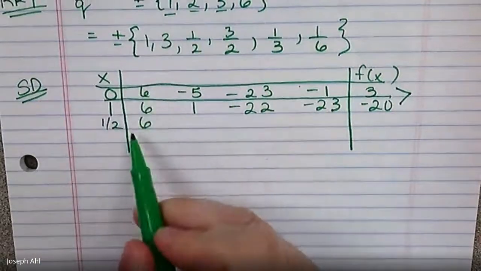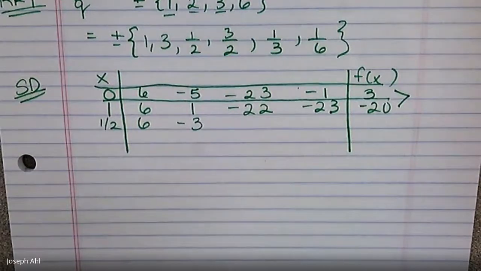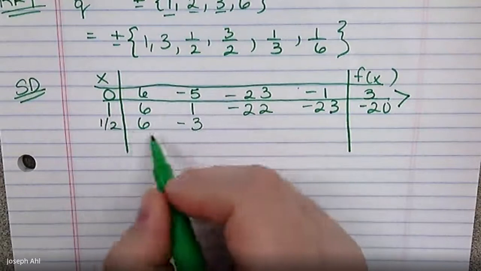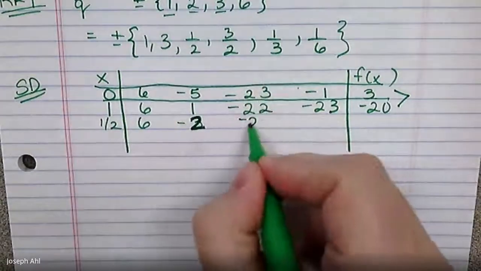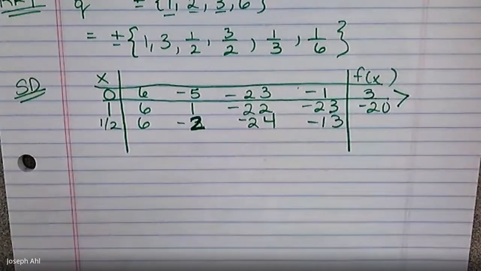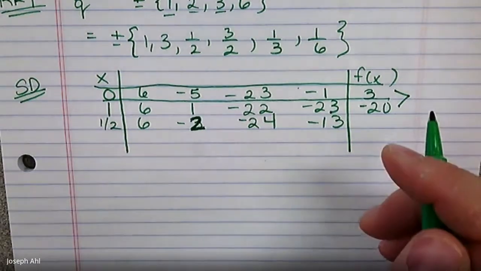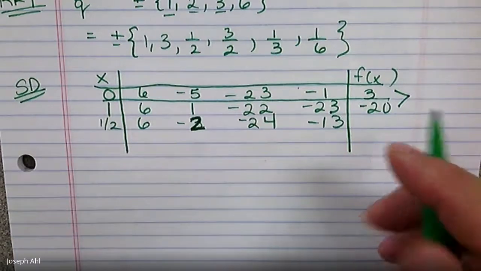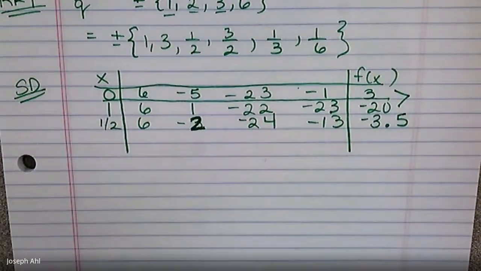Okay, so our go-to has been 1/2. Let's try it. Bring down the 6. 1/2 of 6 is, oops, 1/2 of 6 is 3. That was a bad mistake. 3 plus -5 is -2. Okay. 1/2 of -2 is -1, plus -23 is -24. 1/2 of -24 is -12, plus -1 is -13. Uh-oh. So half of negative 13 is negative 6.5, right? Plus 3 is going to be negative 3.5 in this case. So 1/2 definitely doesn't work.